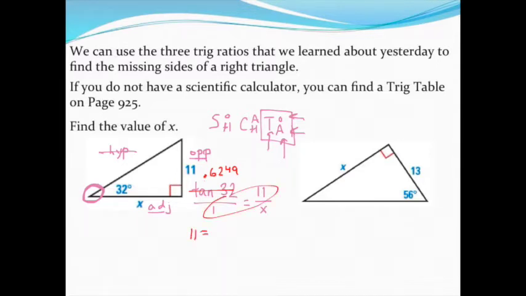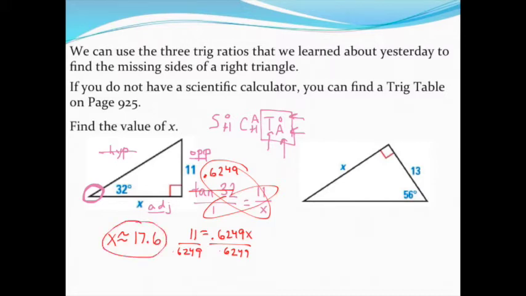And when I cross multiply the other way, x times 0.6249 is just 0.6249x. Now I want to solve for x, so I'm going to divide both sides by 0.6249. Divide by 0.6249, and I end up with an x value that is approximately equal to 17 point, let's just round to 1 decimal point, so about 17.6 for that missing side.